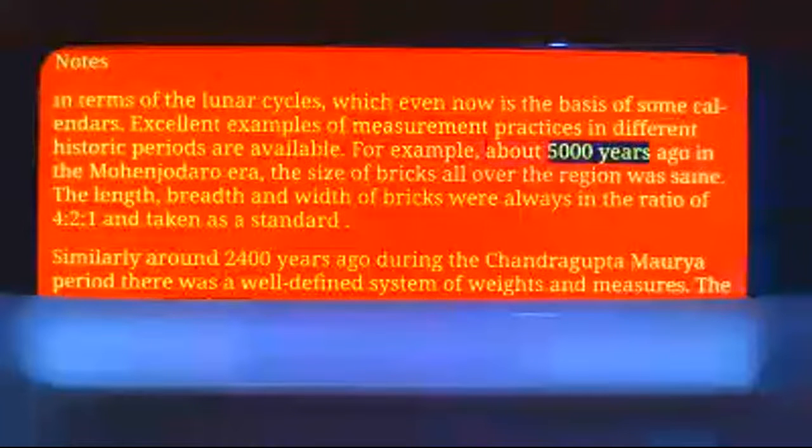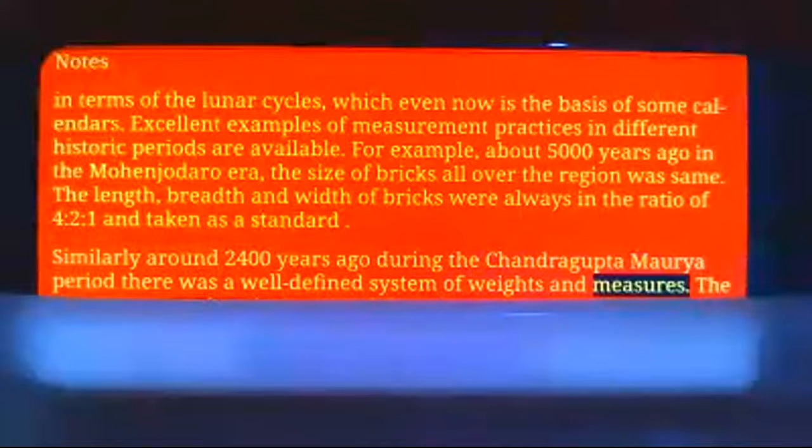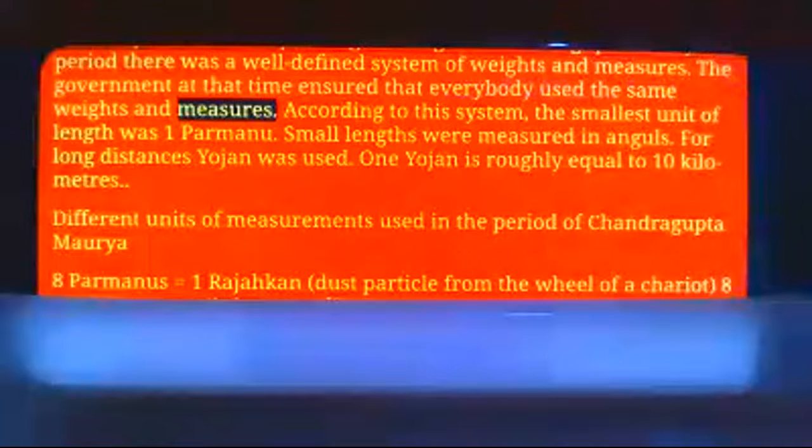For example, about 5,000 years ago in the Mohenjo-daro era, the size of bricks all over the region was the same. The length, breadth, and width of bricks were always in the ratio of 4:1 and taken as a standard. Similarly, around 2,400 years ago, during the Chandragupta Maurya period, there was a well-defined system of weights and measures. The government at that time ensured that everybody used the same weights and measures.